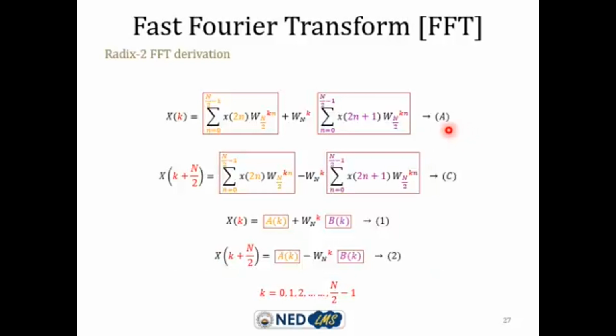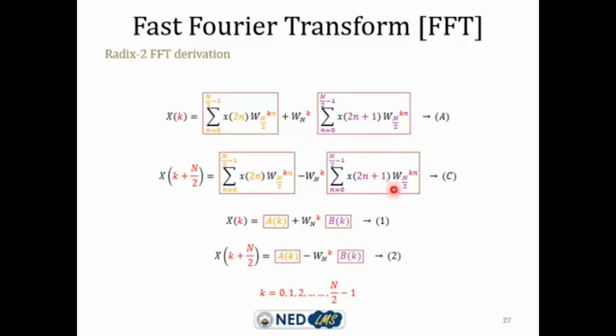Now let's summarize the discussion. Equation A can be used for the calculation of the first N by 2 samples of an N point DFT output because the value of k can go from 0 to N by 2 minus 1. And during this calculation, the first N by 2 point DFT outputs will appear as they are, while the second N by 2 point DFT outputs will be multiplied with W N k twiddle factors before addition.